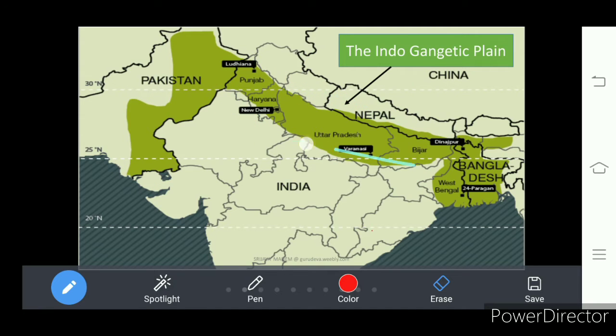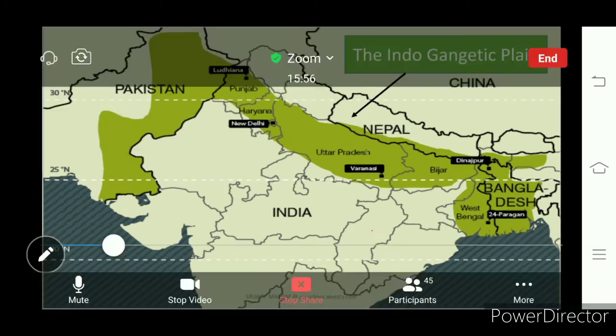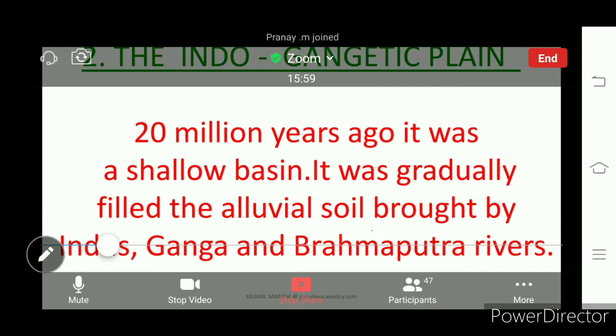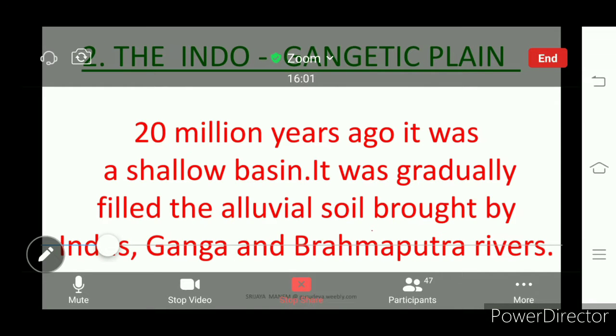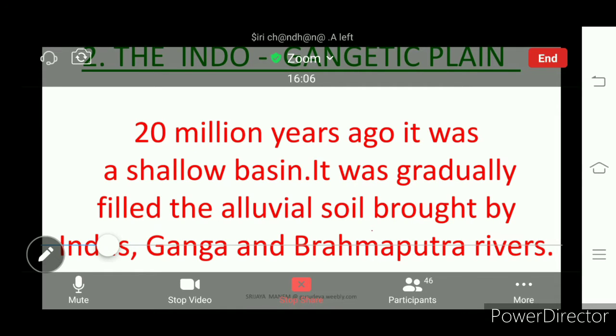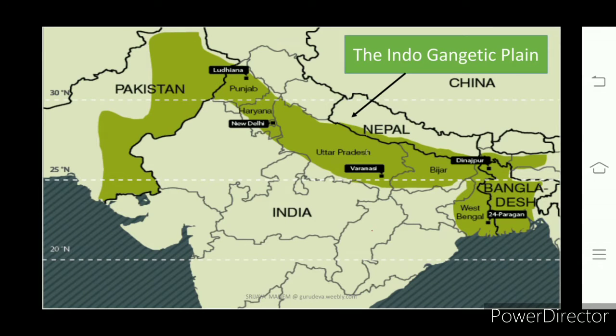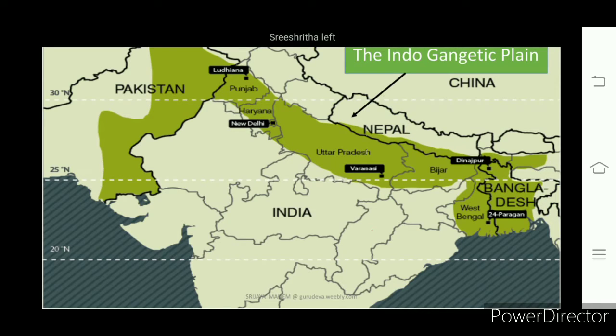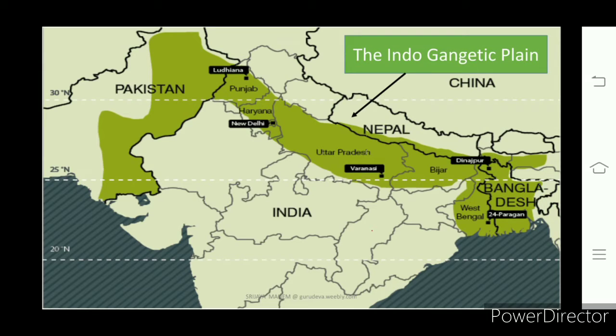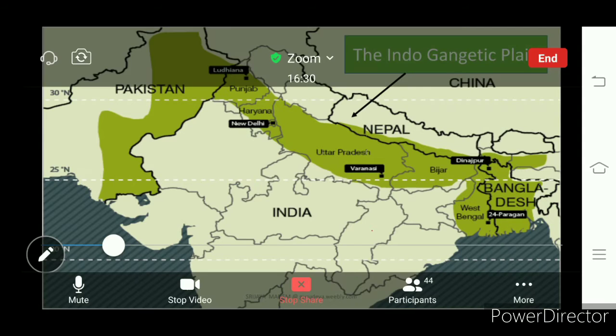So 20 million years ago, this shallow basin was filled with alluvial soils brought by the Indus, Ganga and Brahmaputra rivers. As those rivers contributed to the formation of the plains, we call it the Indo-Gangetic plains. And these Indo-Gangetic plains are divided into three divisions.